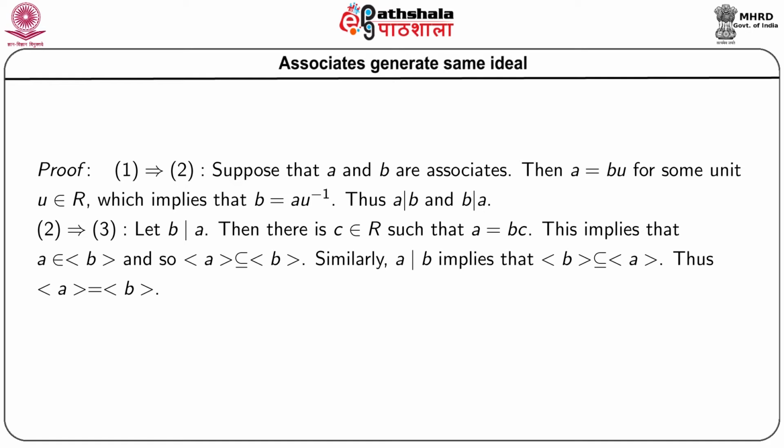For this, let B divide A. Then we have A equals BC for some element C in R. And since A is a multiple of B, A belongs to the ideal generated by B, and it follows that the ideal generated by A is a subset of the ideal generated by B. Similarly, A divides B implies that the ideal generated by B is a subset of the ideal generated by A. Thus, we get that the ideal generated by A and the ideal generated by B are the same.